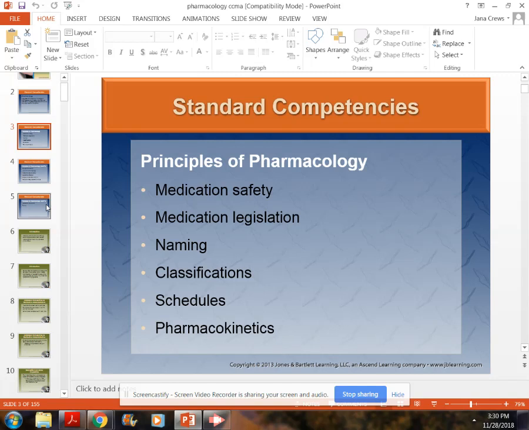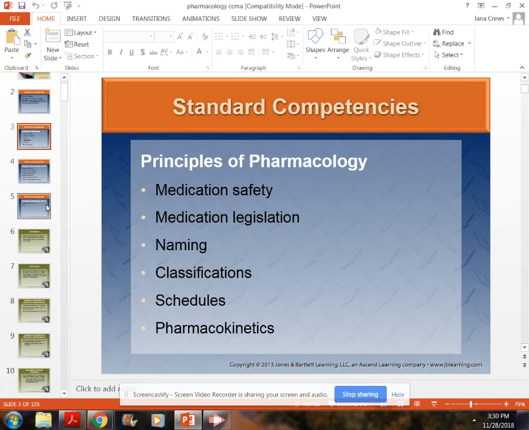We'll talk about that. Classification, so like we talked about, it's an analgesic, it's a calcium channel blocker, it's a cardiovascular agent. So we'll talk about the different classifications, because you need to know that if a patient is on 2 different cardiovascular agents, it might affect their blood pressure, it might affect their heart rate. So you've got to know the classification of a medication.